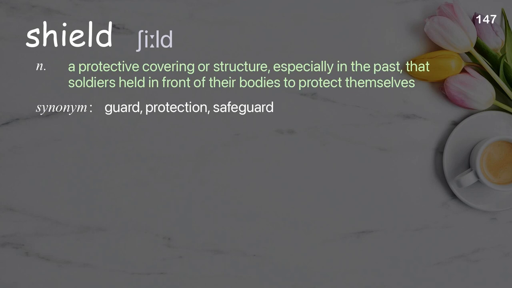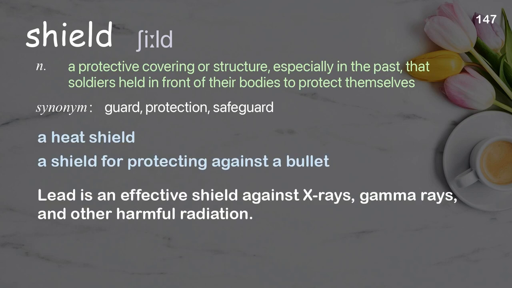Shield. A protective covering or structure, especially in the past, that soldiers held in front of their bodies to protect themselves. Examples: a heat shield, a shield for protecting against a bullet. Lead is an effective shield against X-rays, gamma rays, and other harmful radiation.